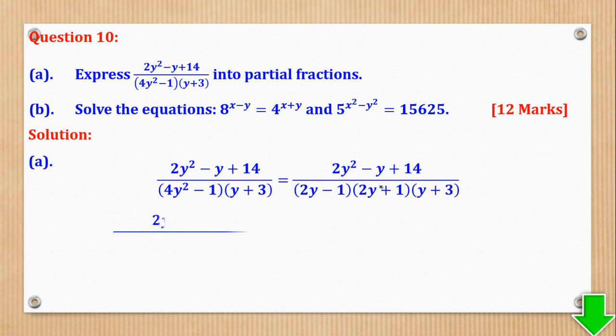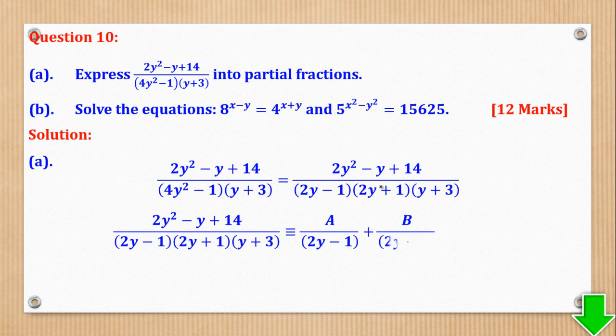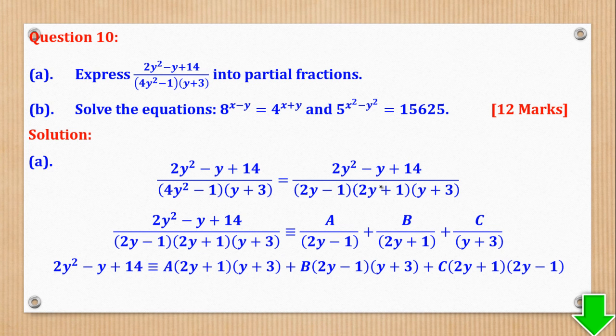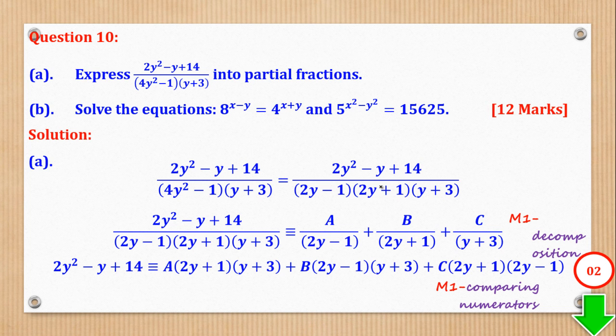Then I can now decompose my fraction into different partial fractions. Then I can now compare the numerators. So this A will have a product of this and this, which is here. B will have a product of this and this, which is here. And C will have a product of this and this, which is here. Next is to put different values.